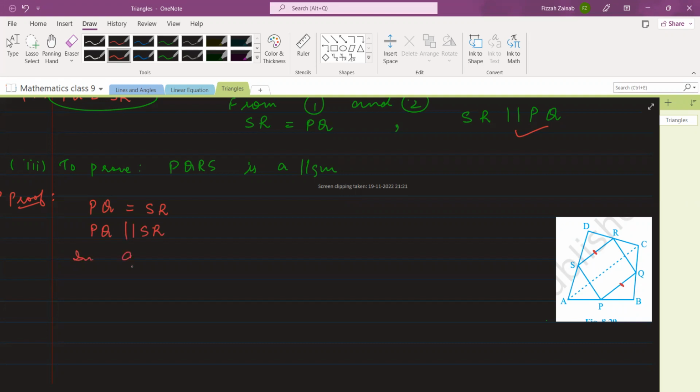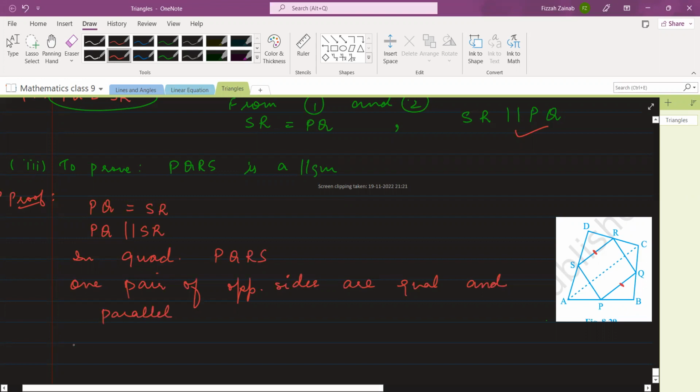So in quadrilateral PQRS, right? We can say that one pair of opposite sides are equal and parallel. Therefore, PQRS is a parallelogram. It's a theorem, okay?